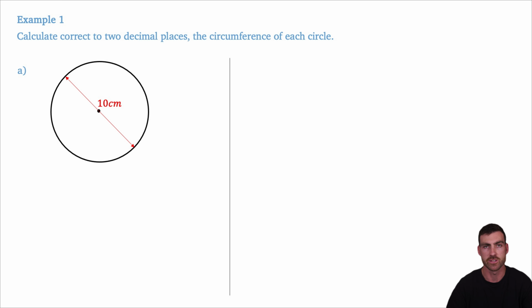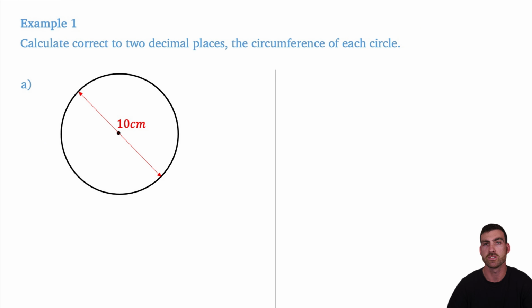Can you answer these questions? Example 1. Calculate correct to 2 decimal places the circumference of each circle.